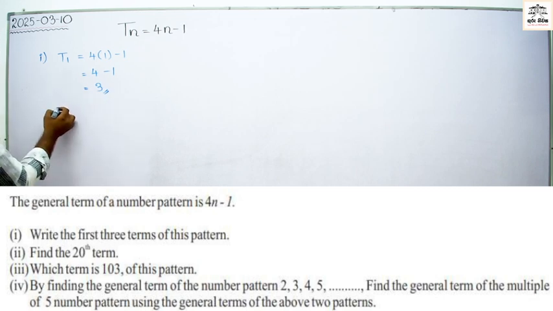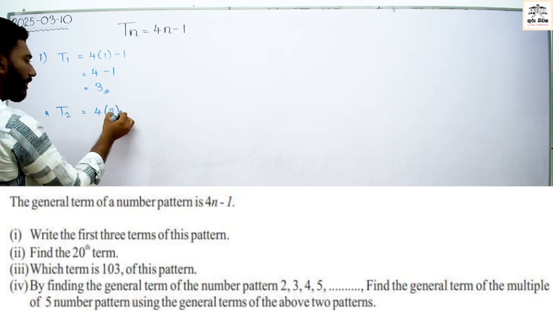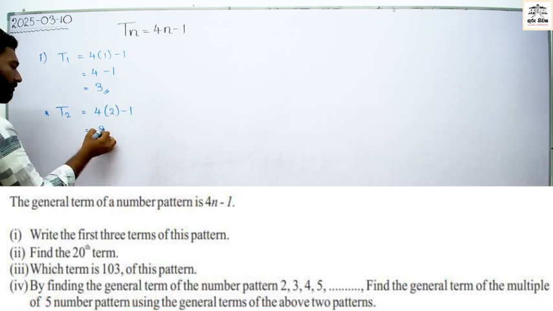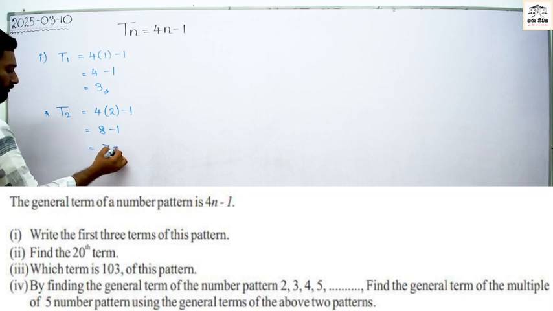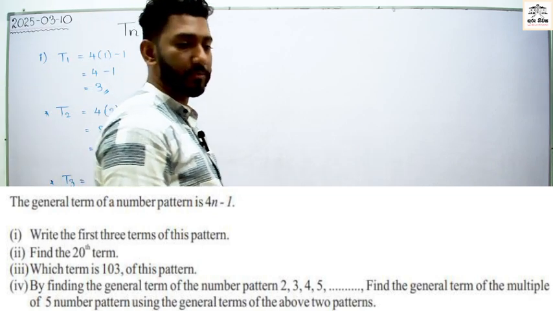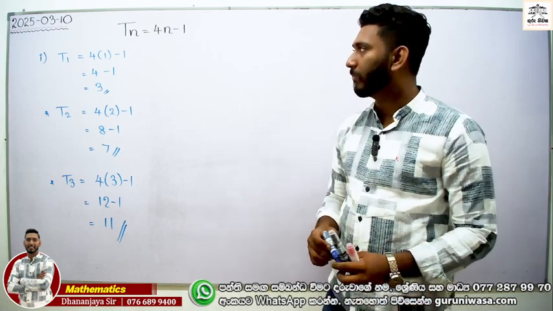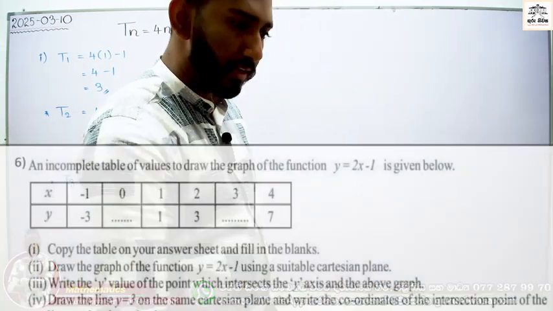How to find T2? T2 equals 4 into 2 minus 1. Therefore, 8 minus 1. Then the answer becomes 7. Now, how to find T3? 4 into 3 minus 1, which becomes 12 minus 1. It becomes 11. Now, these are the first three terms, right?